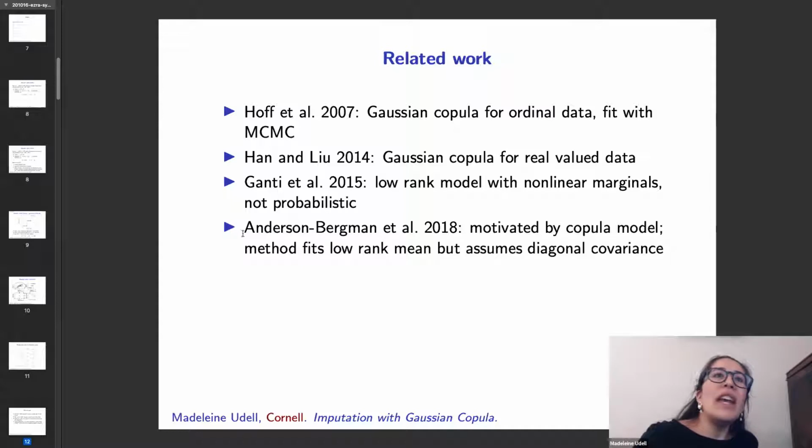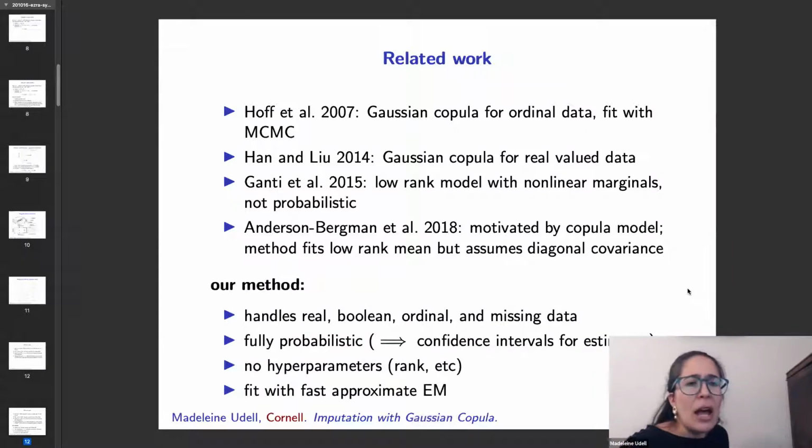Okay. Anderson, Bergman, Kinshir, Winoda, and Tamara Kolda introduced another model motivated by the copula model. Basically, they assume that the mean of the distribution is low rank, and then there's some diagonal covariance. Somehow they were motivated by the copula model, but anyway, it doesn't quite have the structure, so it's both slow to fit and doesn't get as good accuracy.